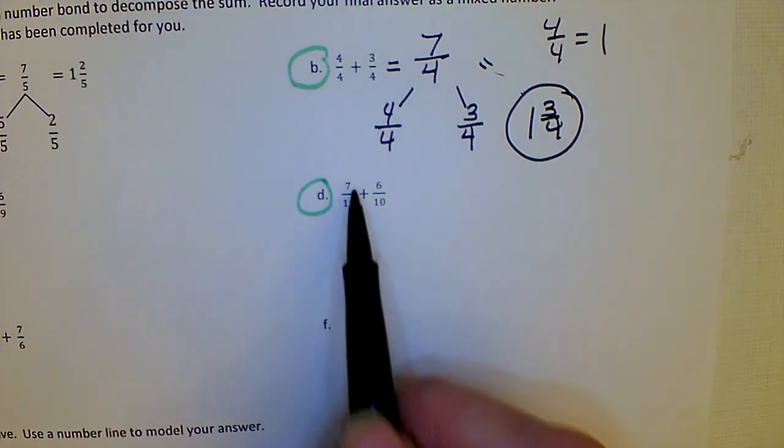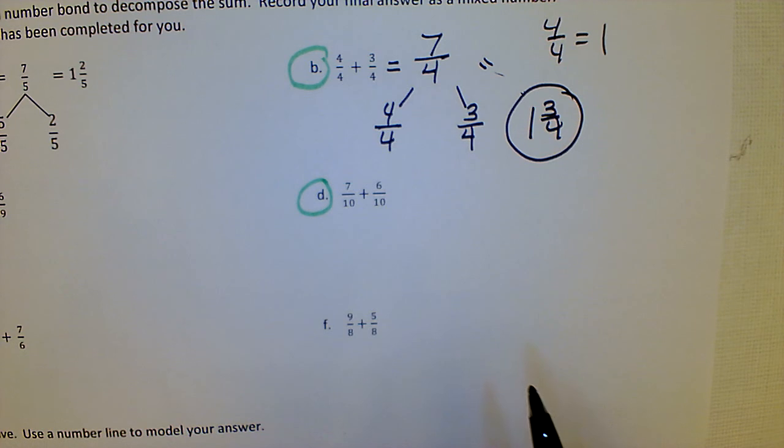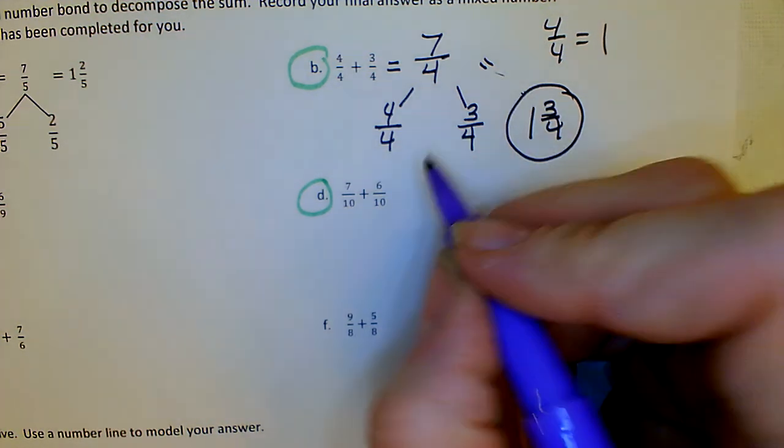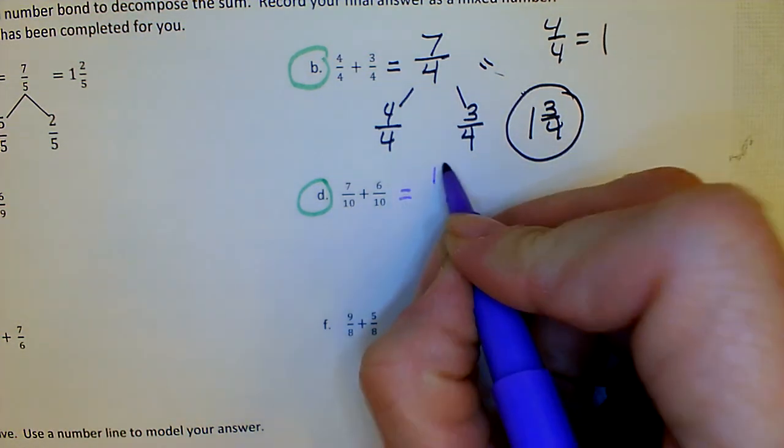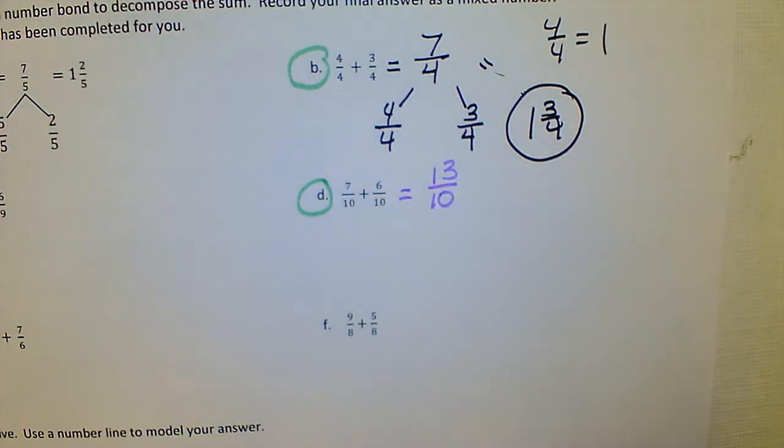So let's take a look here. So here we have 7/10 plus 6/10. So if I see 7/10 plus 6/10, I can just say 7 plus 6, or 7 those size pieces, plus 6 of them. So 7 plus 6 is going to give me 13/10.